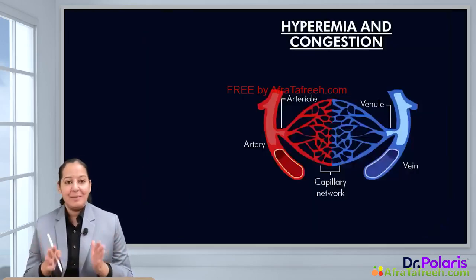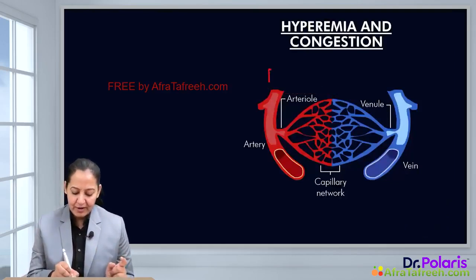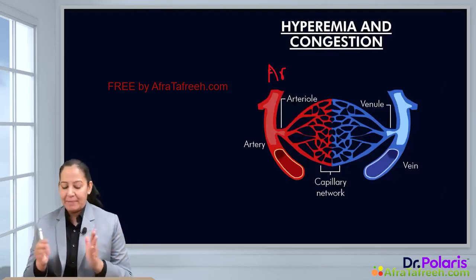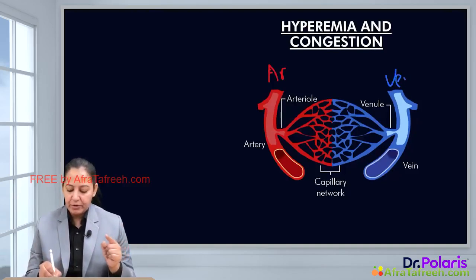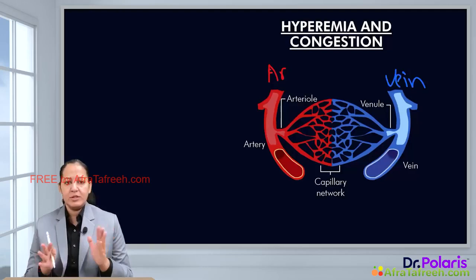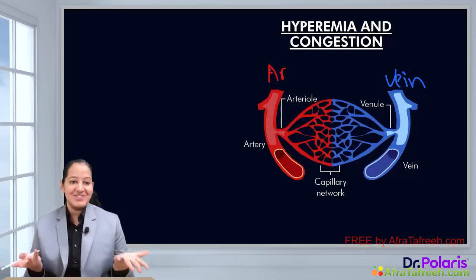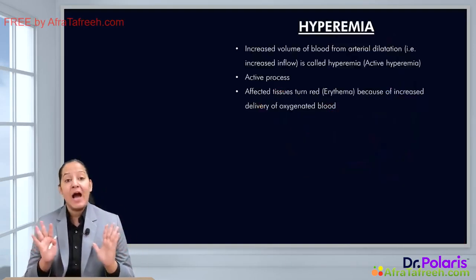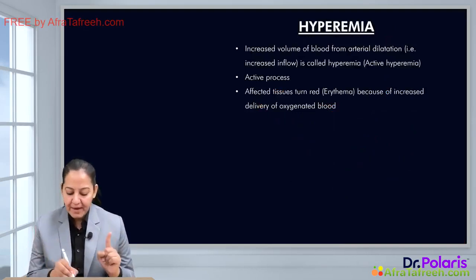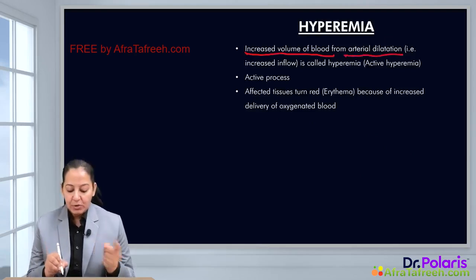So you can see the same diagram here also. In this diagram, you can see an artery. The artery divides into arterioles, and capillaries give rise to venules, and ultimately a vein is formed. You can see the vein. Now the same two things will happen: either the artery dilates, or else, in the second condition, the venous drainage is impaired. One of the two conditions takes place, leading to hyperemia or congestion. So let's start with hyperemia. As I've told you, hyperemia is increased volume of blood because of arterial dilatation. So it is an active process.